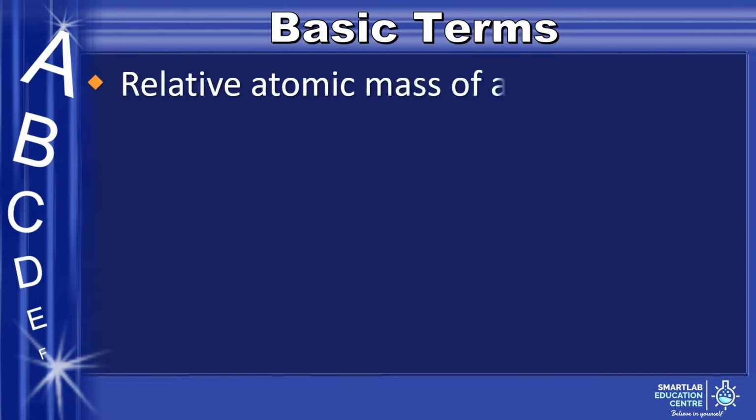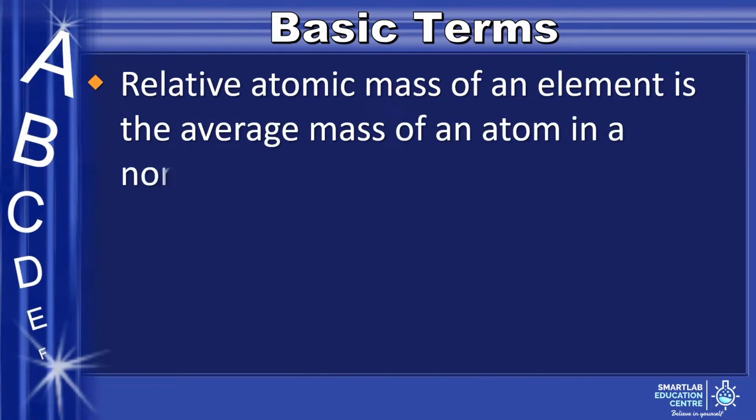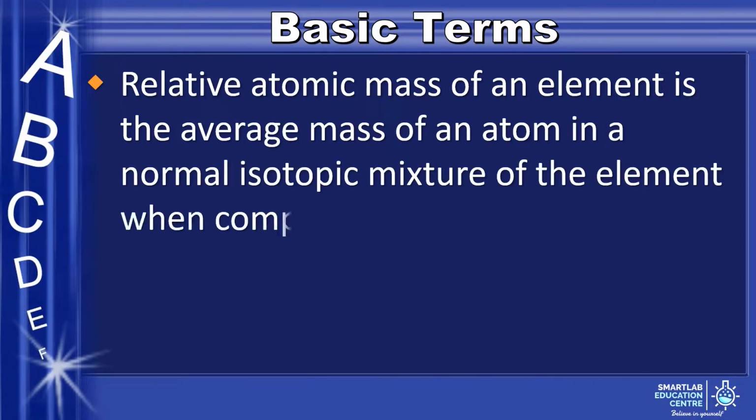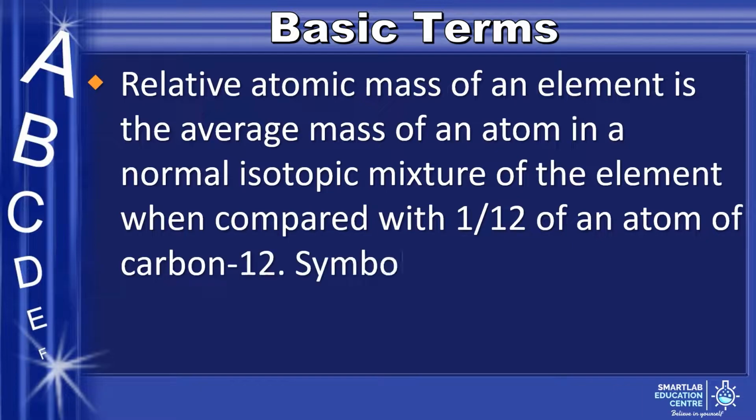Relative atomic mass of an element is the average mass of an atom in a normal isotopic mixture of the element when compared with 1/12 of an atom of carbon-12. And its symbol is Ar.